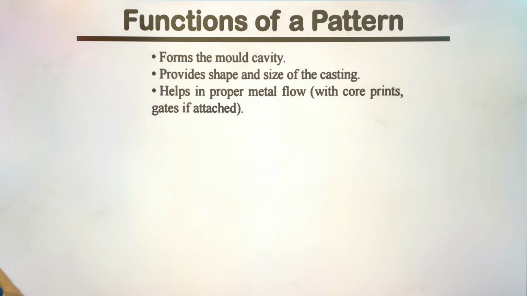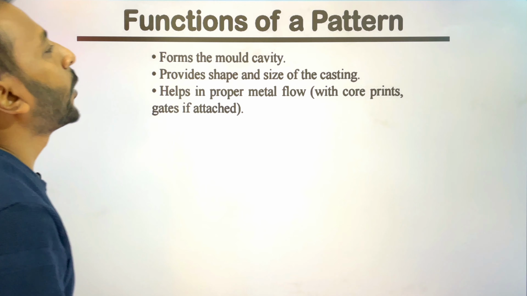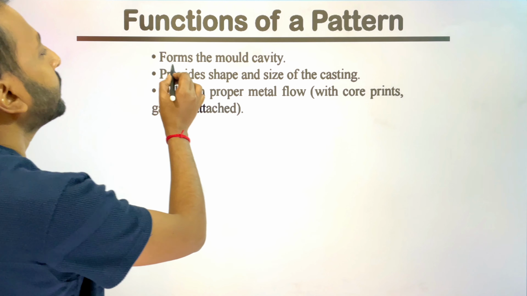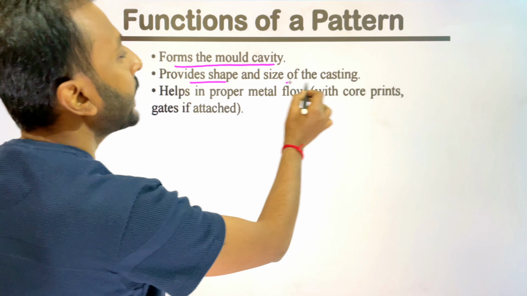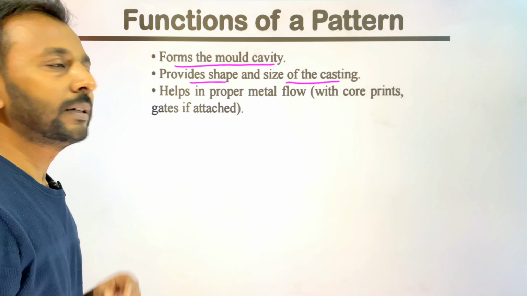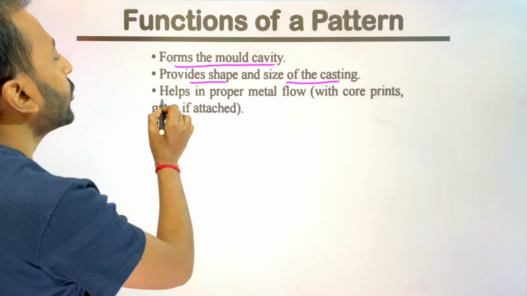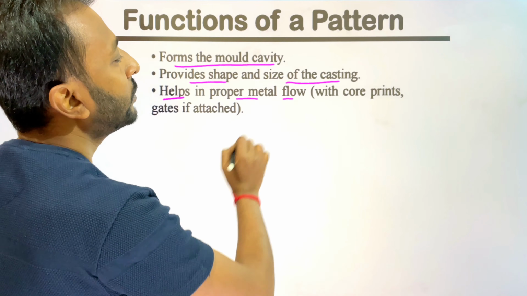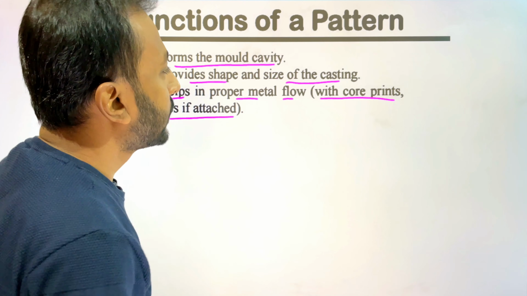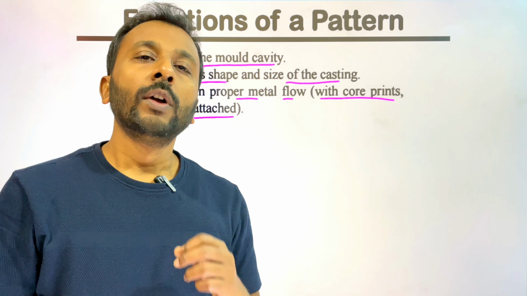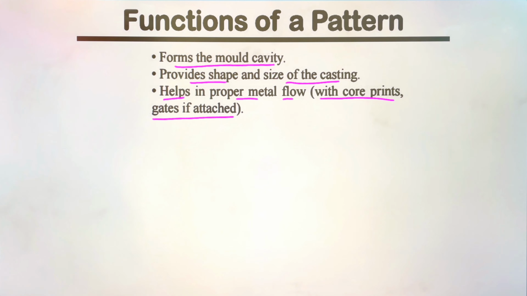So what is the function of the pattern? So the pattern forms the mold cavity. It provides shape and size of the casting. This is the most important. Also, it helps in proper metal flow with the core prints and gates if attached. So this also helps to flow the metal perfectly.